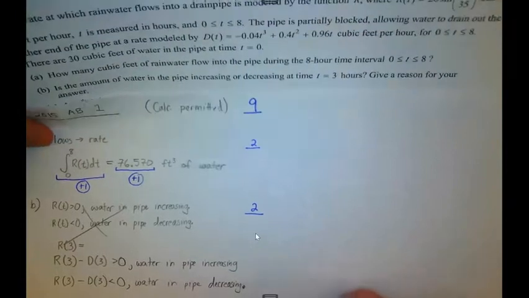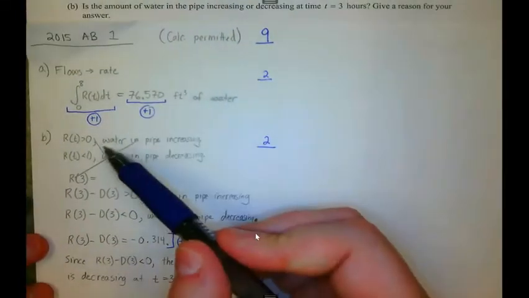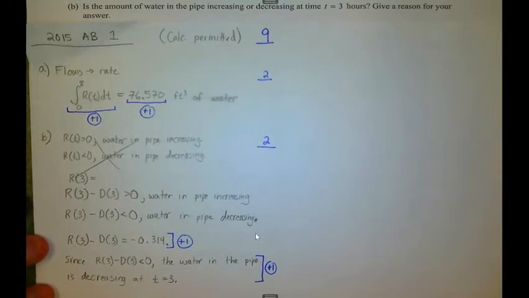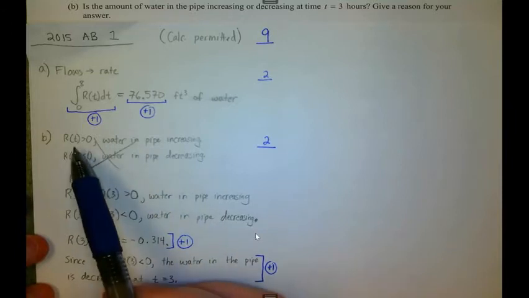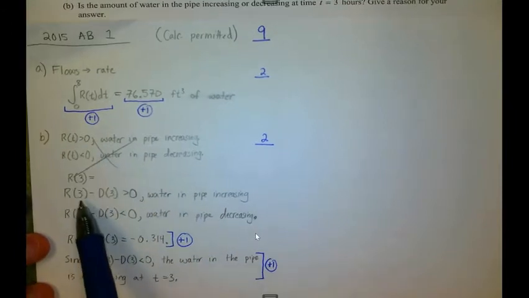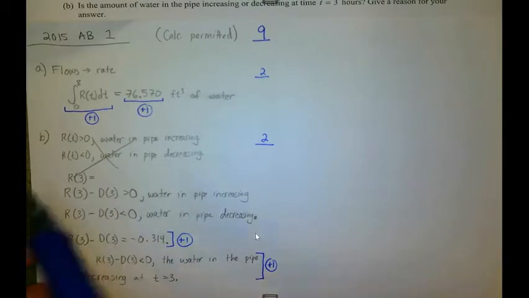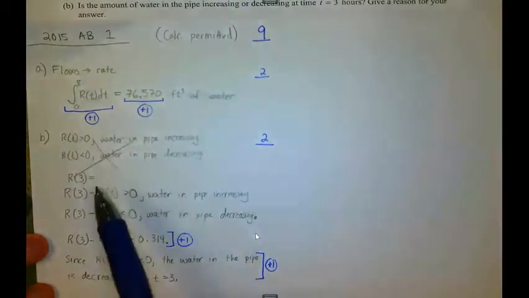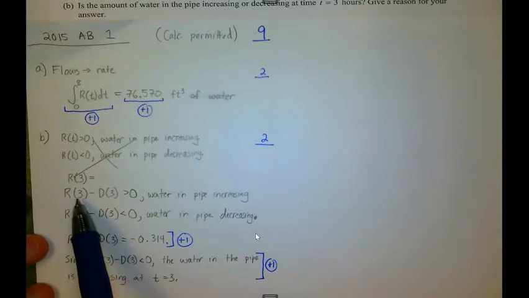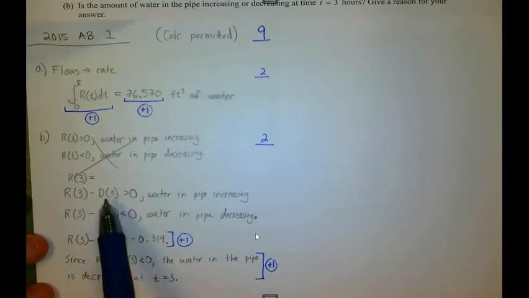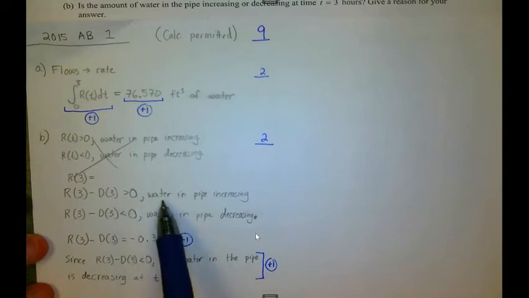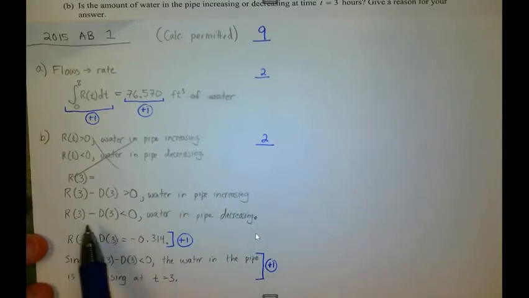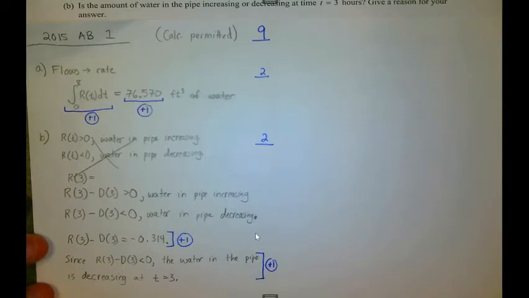Part B, is the amount of water increasing or decreasing? So, the first thing I thought was wrong, and that's okay sometimes. Sometimes you're going to do that, let it happen. It's actually not the water flowing in, which is R of t, it's the amount of water in the pipe, and there's 3 things. There's the 30 cubic feet of water in the pipe, and there's the water flowing in minus the water flowing out. So that's where this equation comes from. So this thing right here has to be bigger than 0 for the water in the pipe to be increasing. If it is smaller than 0, the water has to be decreasing.